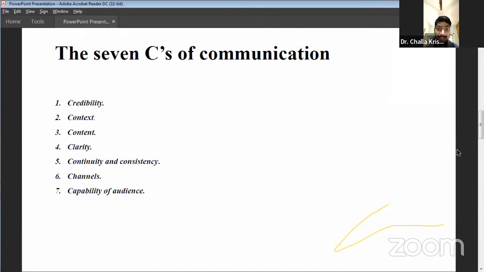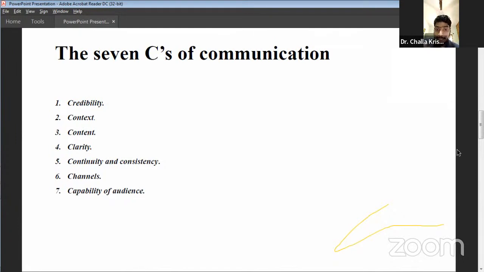Right? Next comes context. So the context changes. For example, if I'm explaining a concept to an engineer, I explain it in a different way. If I'm explaining a product to a doctor, I explain it in a different way. If I explain the product to a lawyer, I explain it in a different way. So the message delivery changes according to the context. For example, if I'm talking to my friend, I use informal communication. If I'm talking to my professor, I use formal communication.